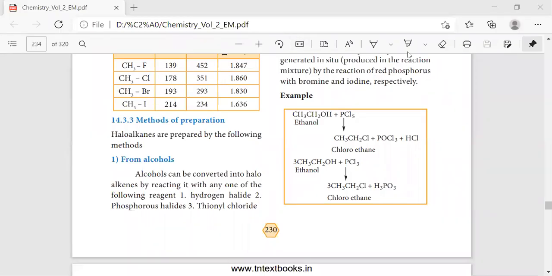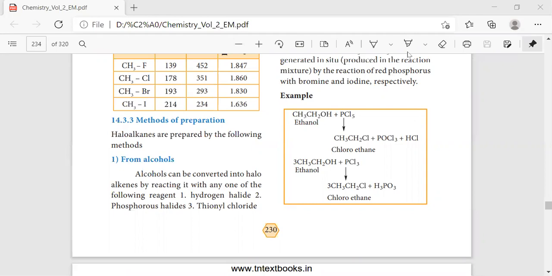See, previously we discussed the nomenclature and the bond length of alkyl halide, that is haloalkane. Now we'll move on to the preparation of haloalkanes. How to prepare haloalkanes by different methods, right? So the first comes from alcohol.